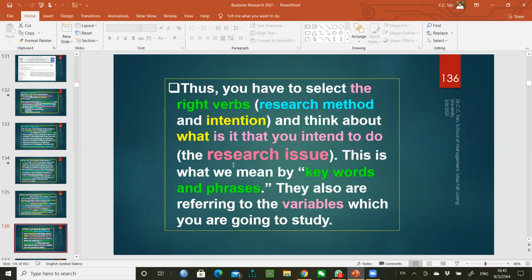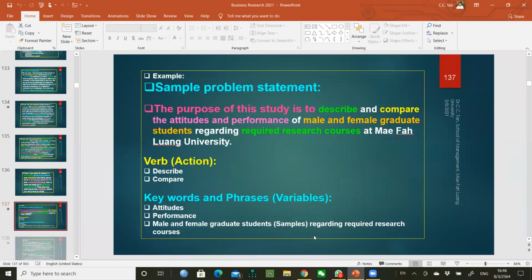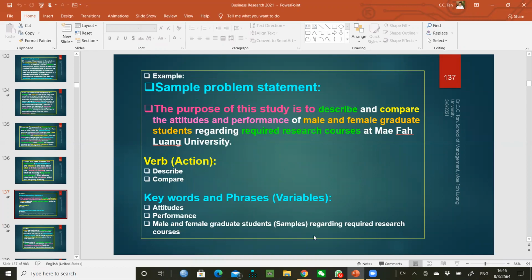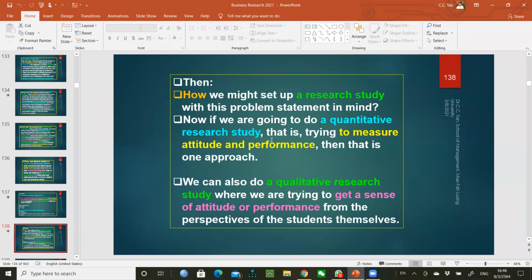And thus, you have to select the right verbs in conclusions. The right verbs are very important, and think about what it is that you intend to do, which is your research issue involved in your research problem, right? And this is what we mean by keywords and phrases. They also refer to the variables that we are going to study. So in conclusion, I have already explained to you the general forms of sample problem statement, which is: the purpose of this study is to blah, blah, blah, with all the verbs and all the keywords and phrases, which you already have seen from the maps and schematic diagram.